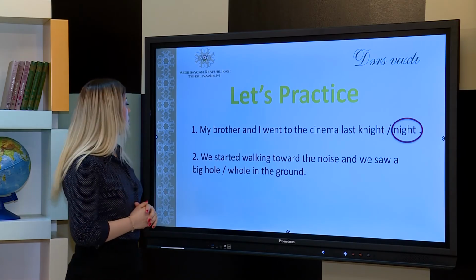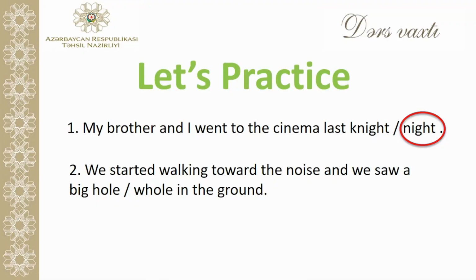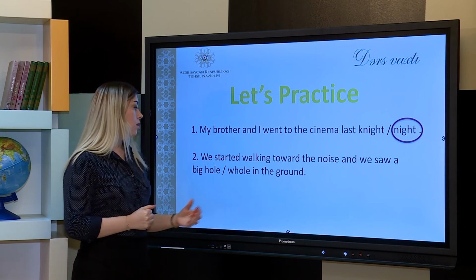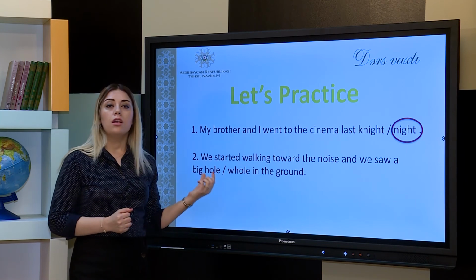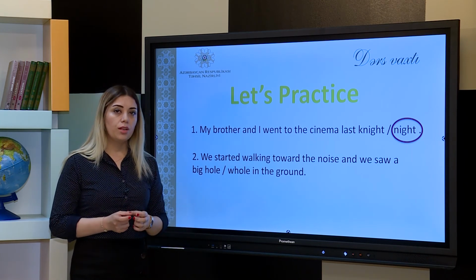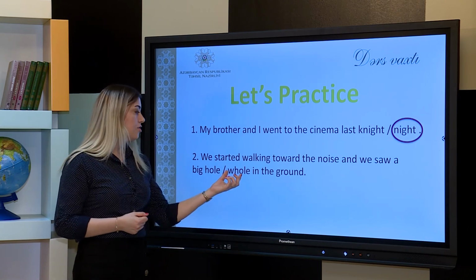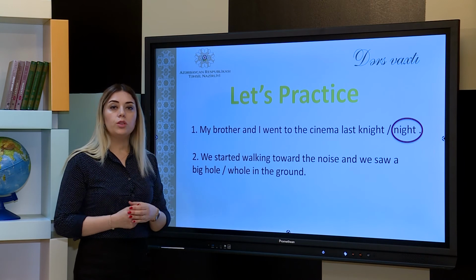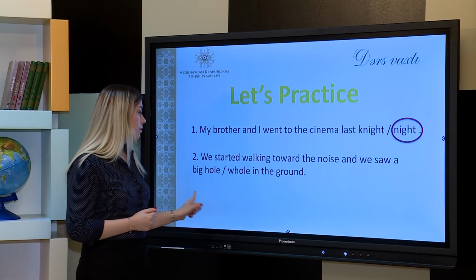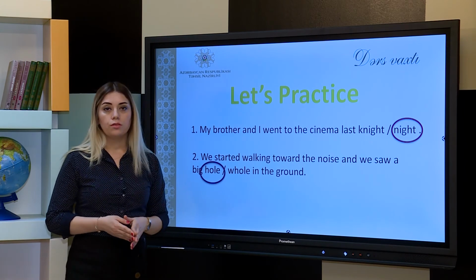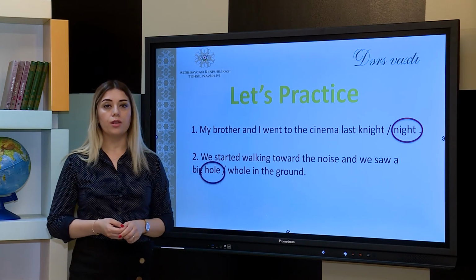Second one, we started walking toward the noise and we saw a big hole in the ground. So which hole should we choose? Hole, which means an opening on something, and whole means completed. This is an adjective, this is a noun. We need to choose a noun. A big hole in the ground. Yes, this is the correct answer.